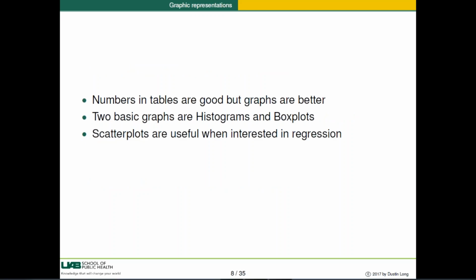So now we've looked at numbers. And numbers are great, numbers are good, but numbers are not as pretty as graphs. You know, what's the old phrase, a picture's worth 1,000 words? I can tell you idioms all day long, all right? But I want to show you what that means. The 2 basic graphs that we're going to talk about briefly here are histograms and box plots.